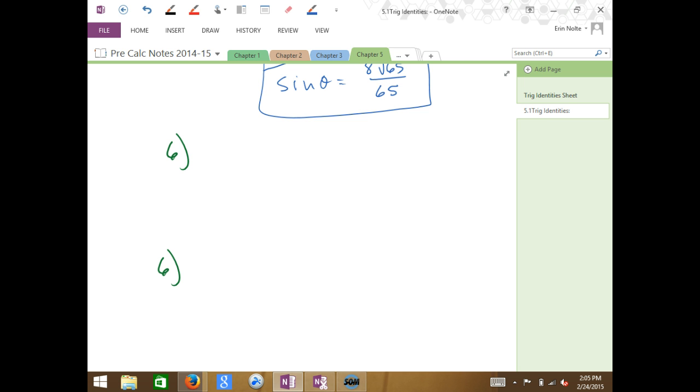Okay, so this time we're going to use the cofunction identities.